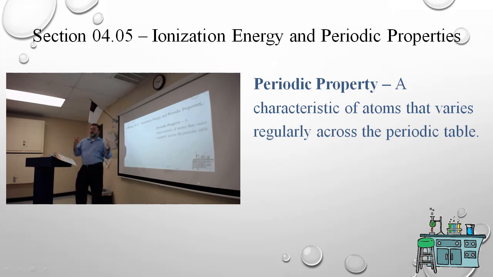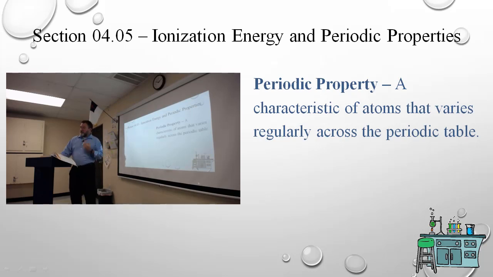Well, it means that by knowing the way that these properties trend, in other words, if I move left to right, if I move up and down, how they are related to one another on the periodic table, there's a relationship between the different characteristics. And we're going to talk about three characteristics today.